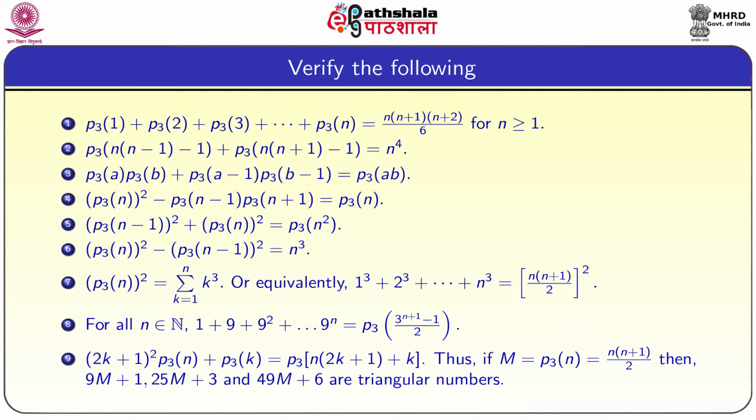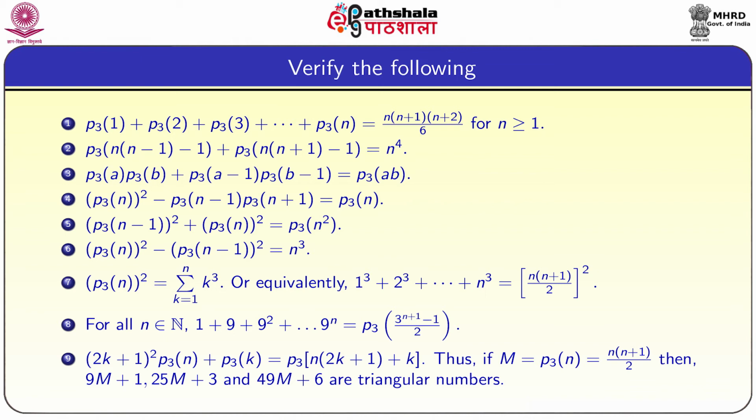So, it is nice that one has to verify all these results. One can take these as exercises, but in some places hints are also given. The first one says that P3 of 1 plus P3 of 2 and so on up to P3 of n is equal to n into n plus 1 into n plus 2 by 6. We know that the product of 3 consecutive integers is divisible by 3 factorial, that is 6. So, that is an integer, and those integers also have nice properties.